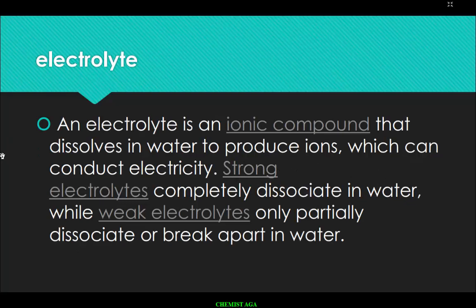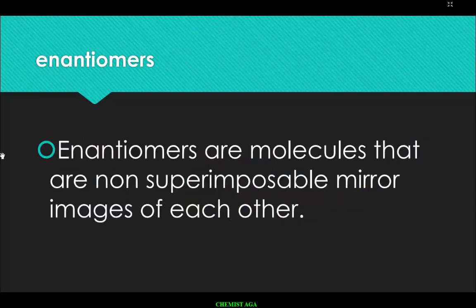Electrolyte. An electrolyte is an ionic compound that dissolves in water to produce ions, which can conduct electricity. Strong electrolytes completely dissociate in water, while weak electrolytes only partially dissociate or break apart in water. Enantiomers. Enantiomers are molecules that are non-superimposable mirror images of each other.